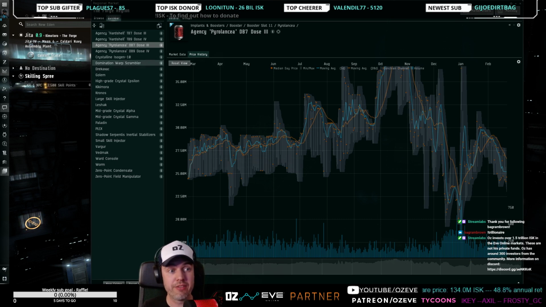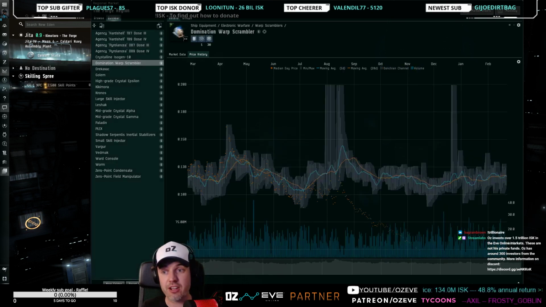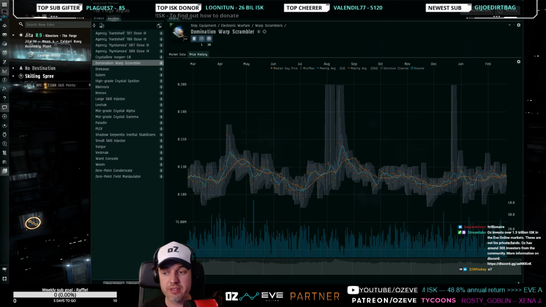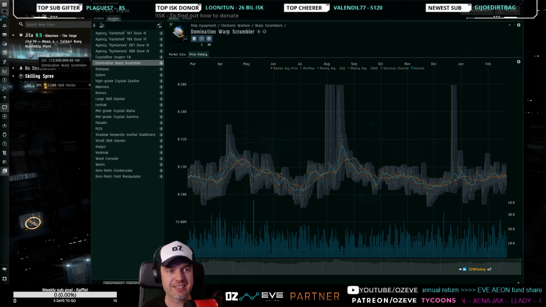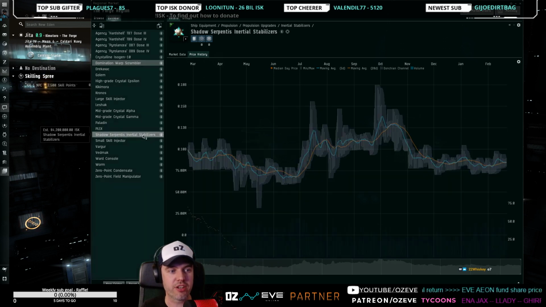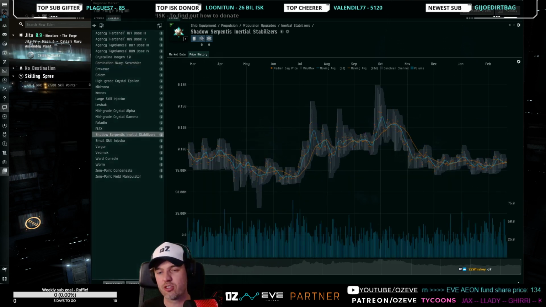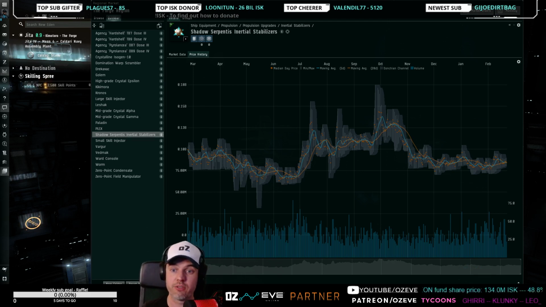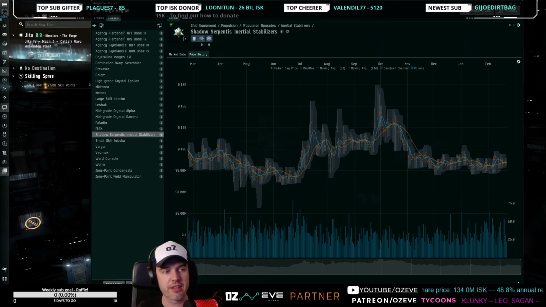By the way, if you were looking for faction modules to be dropping in price this time around from this event, that just hasn't happened. There was just not enough supply there. Domination Warp Scrambler, just as an example of a Domination one, and Shadow's Apprentice Inertial Stabilizers just didn't drop in price, not like the Sansha stuff did in the Winter Nexus event. So keep that in mind for next year's event, or even for other events that are in that category.